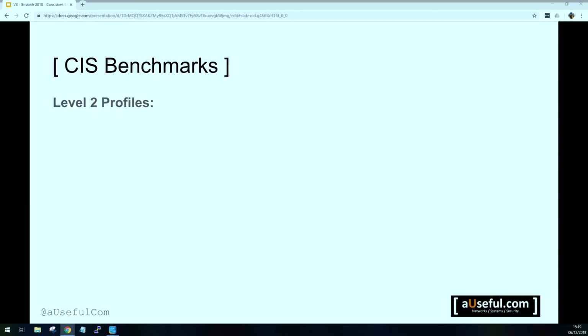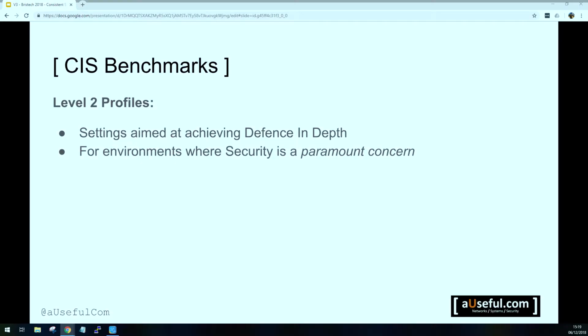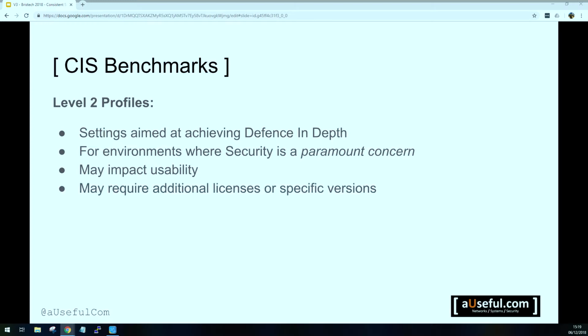Okay, so if level 1 recommendations are about setting that baseline, what do we have level 2 for? Well, level 2 are there for achieving defense in depth. They're for environments where security is your paramount or your primary overriding concern. And because of that, they might impact usability of basic functions. They might require additional licenses that aren't there as standard or only work on very specific versions. And they may have a significant impact on compatibility or interoperability.